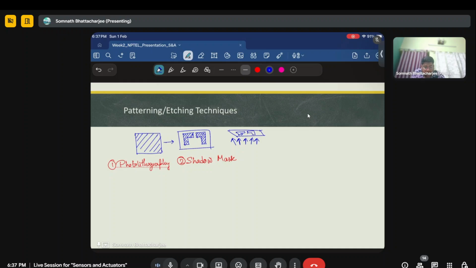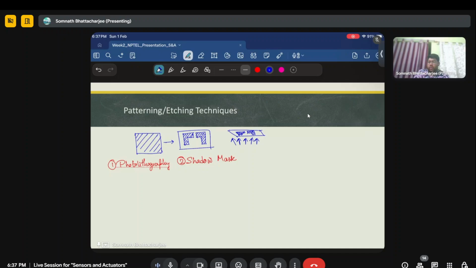And what will happen is that apart from these holes, everything will be blocked. Every other metal particle and everything will be blocked here, and based on that you will get the pattern on the sample itself. Now, but there's a problem with this kind of technique. So there's the issue of shadow itself.